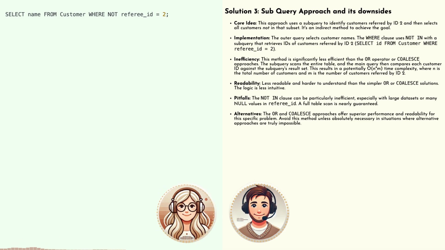And it would technically give us the correct answer, but this approach has some potential downsides. Oh, what kind of downsides? Well, for starters, it can be less efficient than the OR or COALESCE solutions we talked about earlier. The database has to work harder to execute the subquery first. Then it compares every customer's ID against that temporary set of results. It can be a lot of overhead, especially if you've got a large data set.